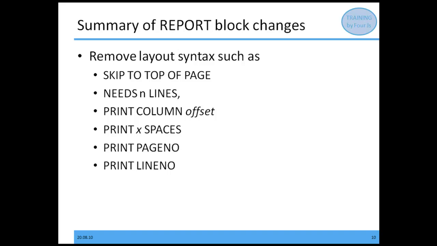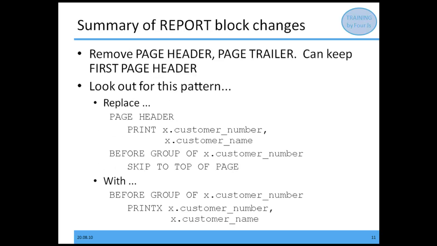Instead, you're going to be designing it by dragging and dropping onto the report design document. Print page number is going to go away as we have our page number box. Print line number will go away. Again, remember that your formatting is happening inside of your 4RP file going forward, rather than happening inside of the report block itself. You'll want to remove your page header and page trailer.